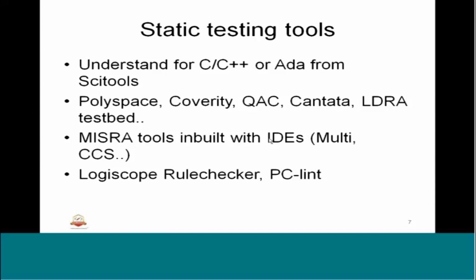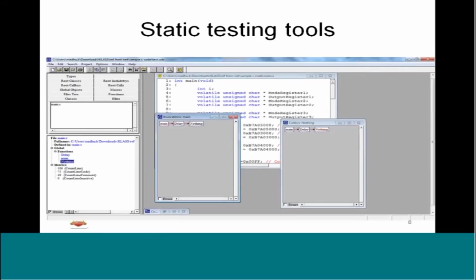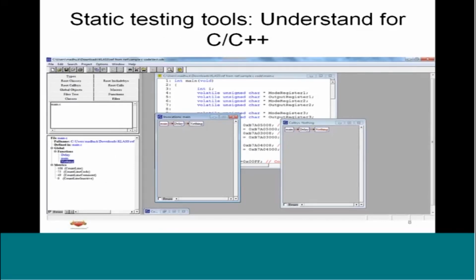So we can run through the tool such that it generates the report of what are the info type errors or what are the warnings or the violations that we have in terms of MISRA rules. Similarly, we have Logiscope, rule checker, PC-lint, likewise. Also we had gone through a sample snapshot of Understand for C++. Here you can see the invocation. With the help of invocation of different functions, we can understand the control flow. Similarly, the variables, unused objects, and all that will be analyzed with the help of this tool.